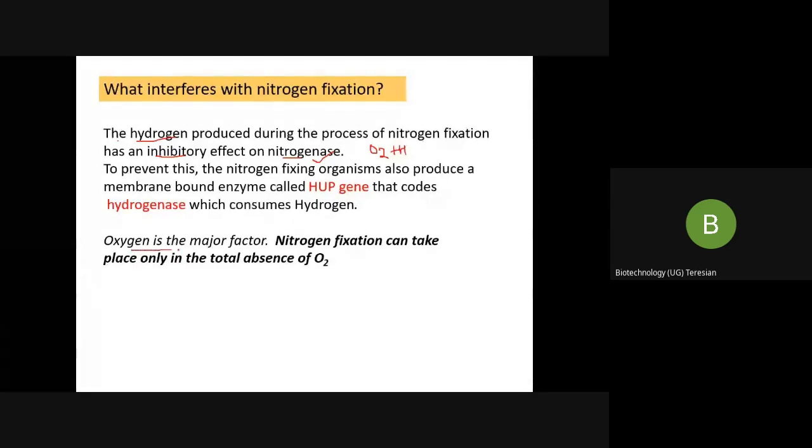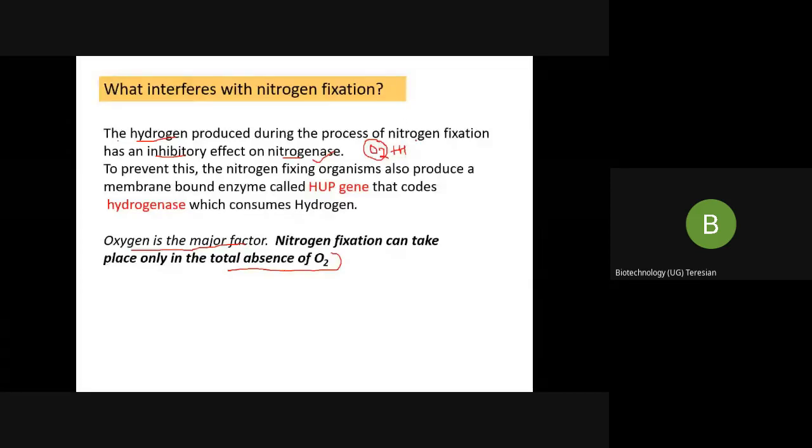But here you see a caution. Oxygen is the major factor. Nitrogen fixation can take place only in the total absence of oxygen. Among the two, that is oxygen or hydrogen, the most important, the major factor which can inhibit your nitrogenase is the oxygen.